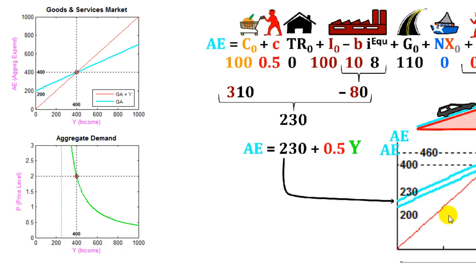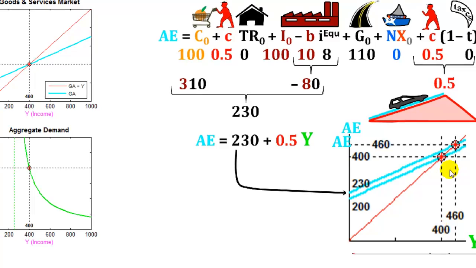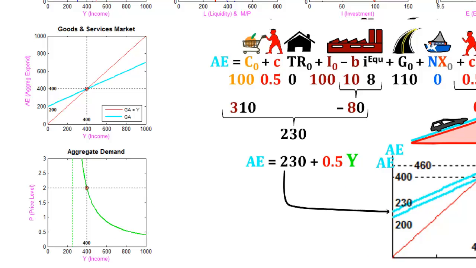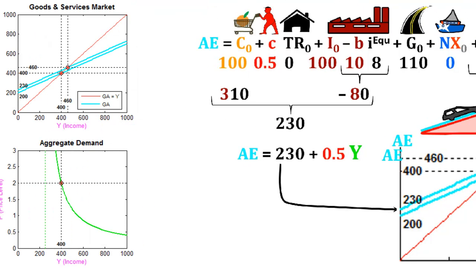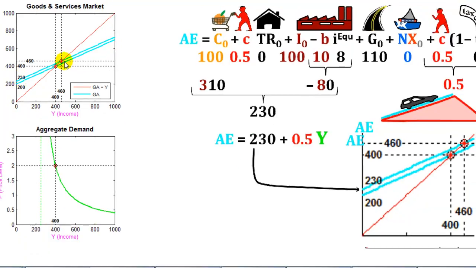So the intercept is going to be now 230. And then, because of this shift, the new equilibrium will be not 400 but 460 here, which we already have discussed that it is not a coincidence that it is exactly this 160. So here we get intercept 230, and then the equilibrium is 460.